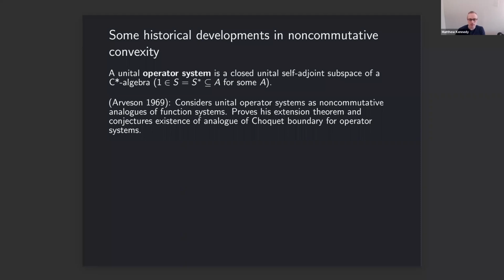In addition, in this paper, he conjectured the existence of an analog of the Choquet boundary for an operator system. So the Choquet boundary is a sort of convexity theoretic notion that arises when you're studying classical function algebras. And I'll come back to this in a little while. So the way that I like to see this is Arveson was really working on the side of the operator systems. He was working on sort of the algebraic side of things.